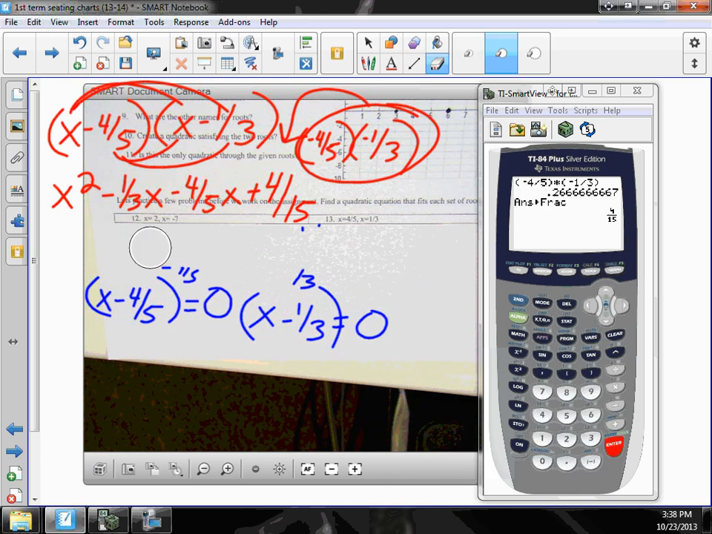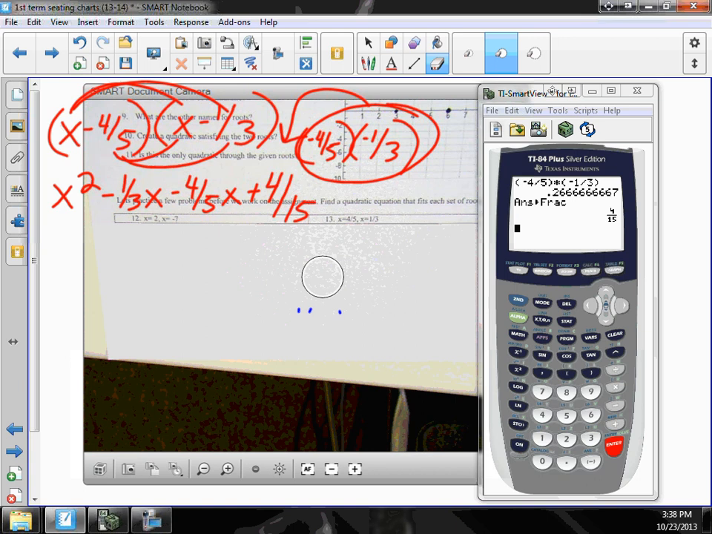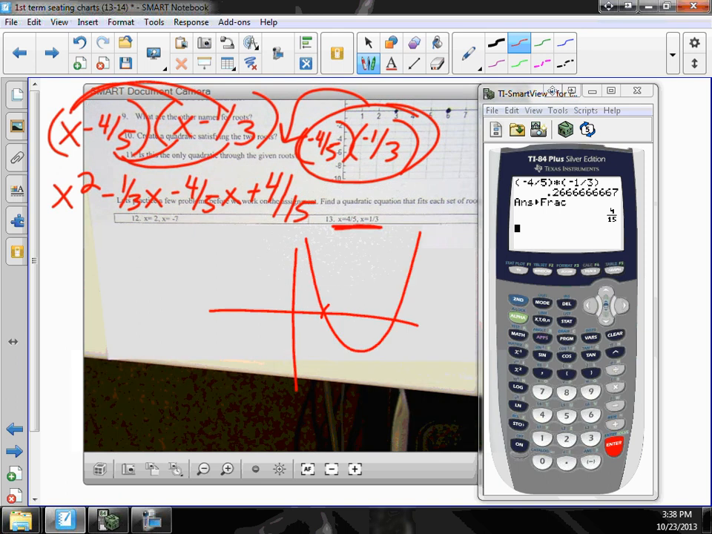All right. This quadratic actually works. If I were to graph it, it would hit at 4/5 and at 1/3. The only problem is we don't really like polynomials with fractions in it. And in this chapter, all I really care about is that it hits in the right places. So I just want to make sure that these two numbers are correct.